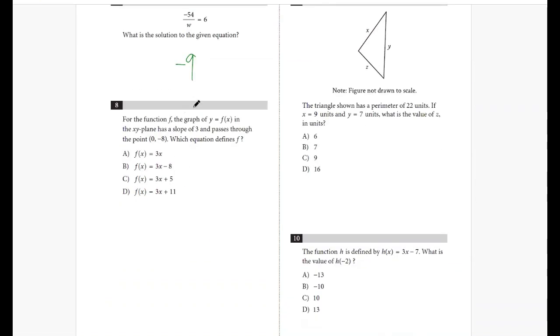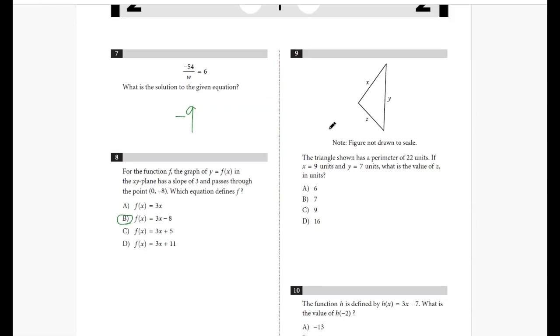For the function f, the graph of y equals f of x in the xy plane has a slope of 3 and passes through the point (0, minus 8). Which equation defines f? Well, if you look at the answer choices, and if I put a 0 here, the y should be minus 8. So B is the correct answer.